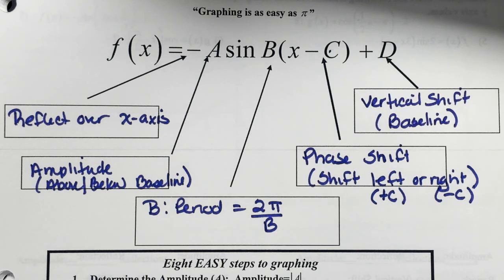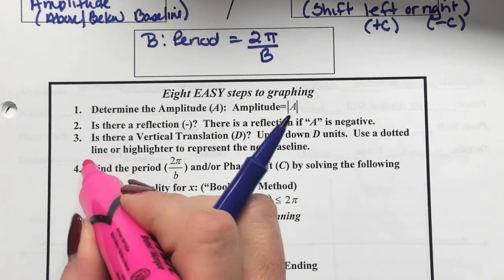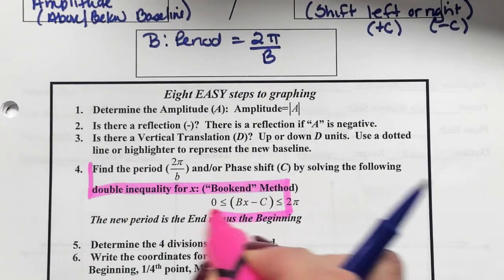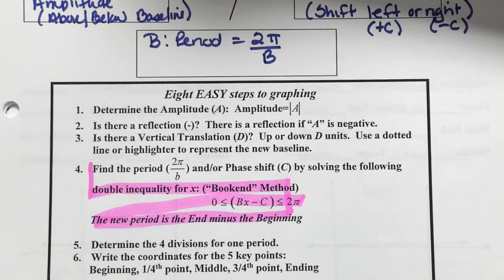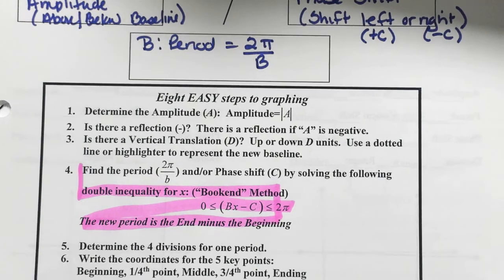So these are all the different transformations we've done. So like I said, we've done all of them except for that last one, phase shift. So really, the only new part we're going to be doing today is this step number 4. The rest we've already done. We're going to talk about this bookend method today. Because the trick is, when we want to label the x-axis, now that we're shifting things left and right, that first key point is not always going to be at 0. Where are we starting and where are we going to end the cycle, so we know how to label the x-axis? And that's what the bookend method is going to help us do.